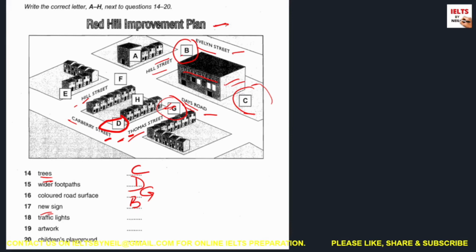Okay, so they are trying to put traffic lights halfway down Hill Street where it crosses Days Road. So Hill Street is from here to here, and Days Road is this one. So Hill Street crossing Days Road is F. So here they want to put some traffic lights. Okay.